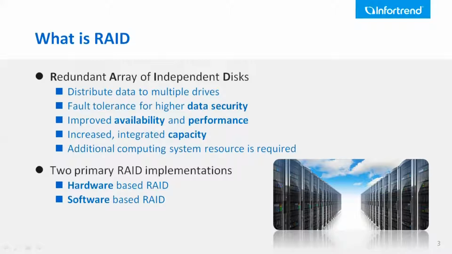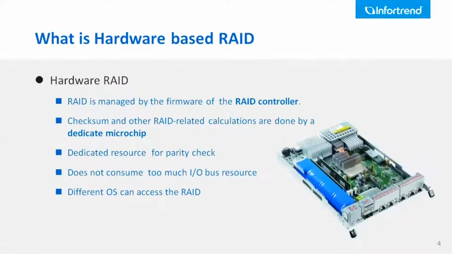With the basic knowledge of RAID, let's introduce two types of RAID: the hardware-based RAID and the software-based RAID. First, let's talk about the hardware-based RAID. By reading the term hardware-based RAID, we know that there is hardware involved to support the RAID operation. This hardware is usually called a RAID controller, and a dedicated microchip in the controller does the checksum and other RAID-related calculations. This makes the RAID independent of the operating system.